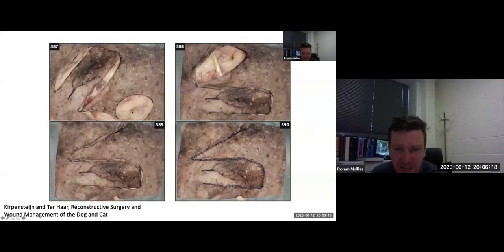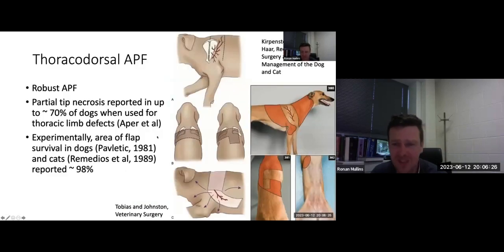And then the flap is rotated into position. In this example, they've used a Penrose drain and closure of donor and recipient sites. Largely speaking, I would say that this is a robust flap.